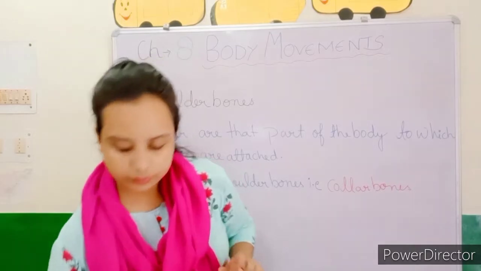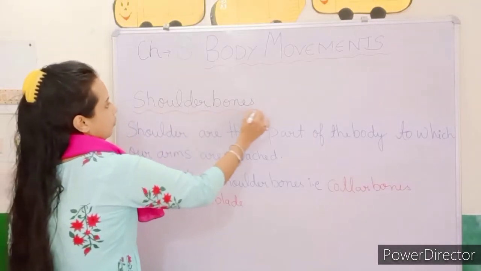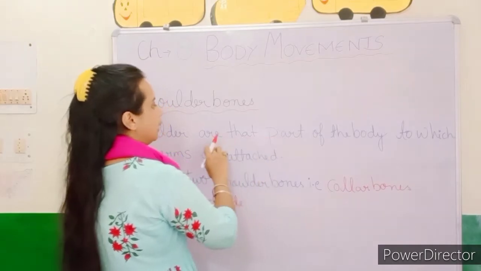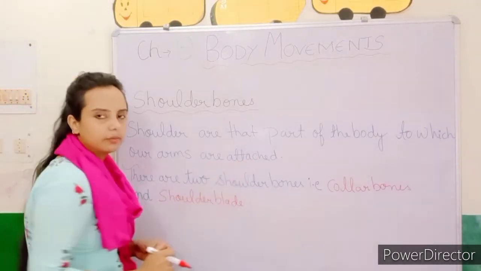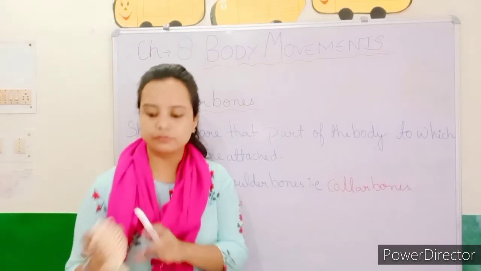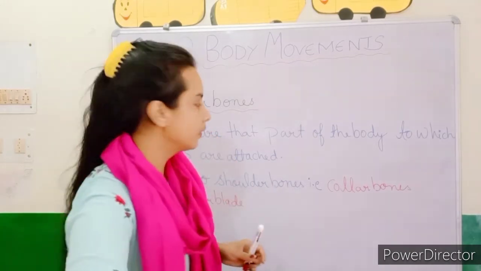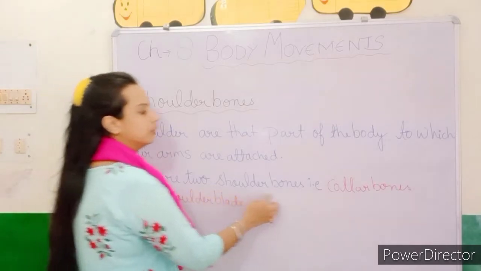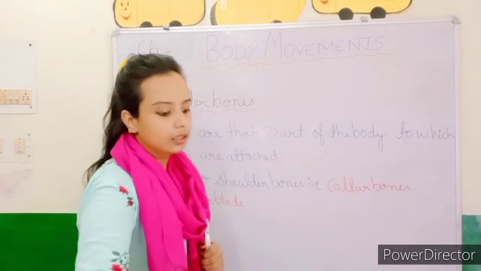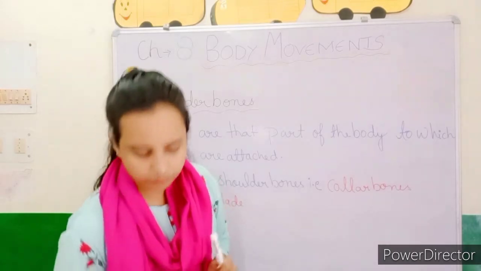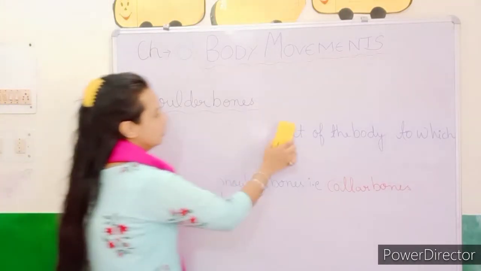So what are the shoulder bones? Shoulder bones are that part of the body to which our arms are attached. Our arms are attached with our shoulder bones, like this you can see. This arm is attached with the shoulder bone. So there are 2 shoulder bones, that is the collarbone and the shoulder blade, which I have told you. Now what is the function of a shoulder bone? So now let's discuss the function.